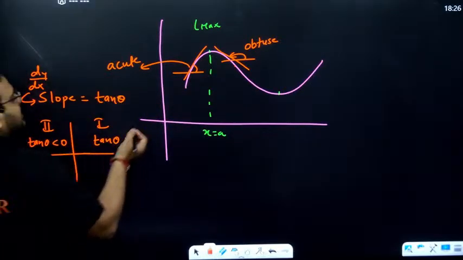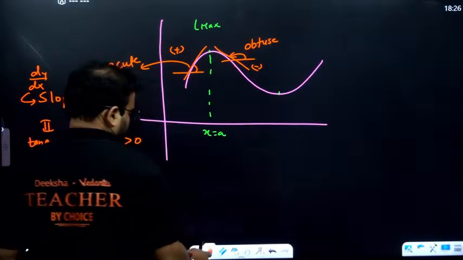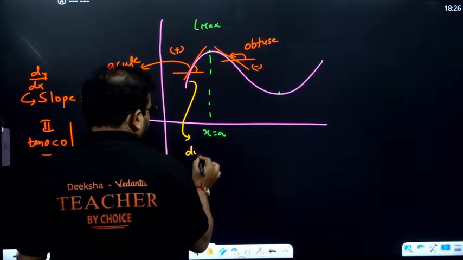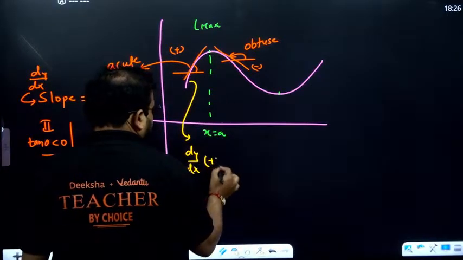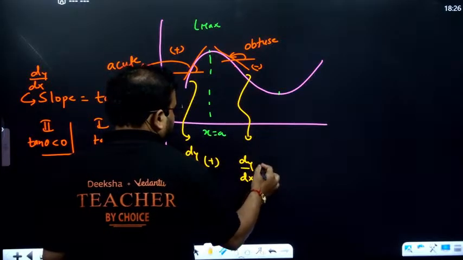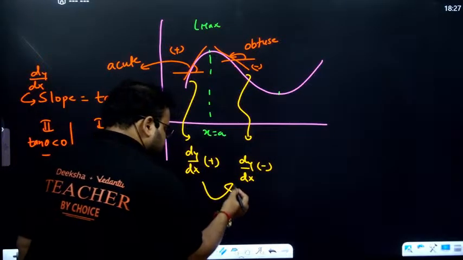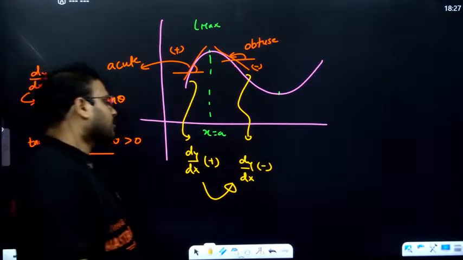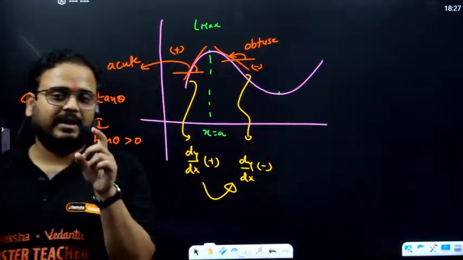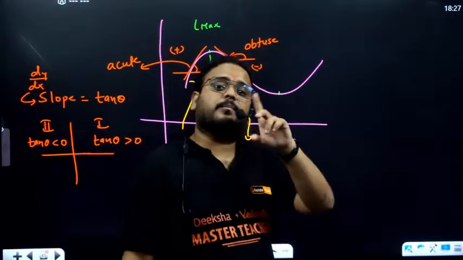Positive and negative. So you can see that the slope here is positive, and here the slope is what? Negative. Which means before this point the derivative is positive, and over here the derivative is negative. So whenever the derivative changes from plus to minus, we call that point a local maxima. So about a local maxima, the derivative change will always be from plus to minus.